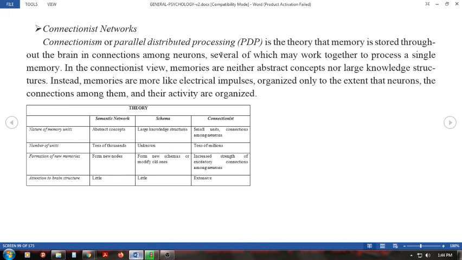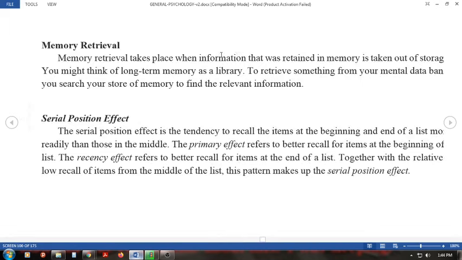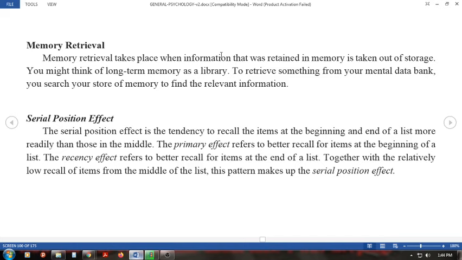Okay, so we have a diagram here. So sa theory, unsa siya nga theory and the nature of memory units, the number of units, formation of new memories, na siya iyang own strengths and weaknesses. And then we have the memory retrieval, when we retrieve memory out of storage.